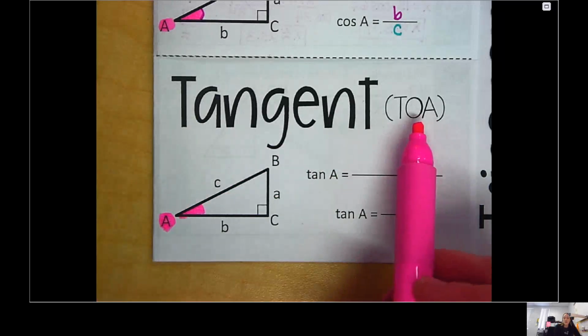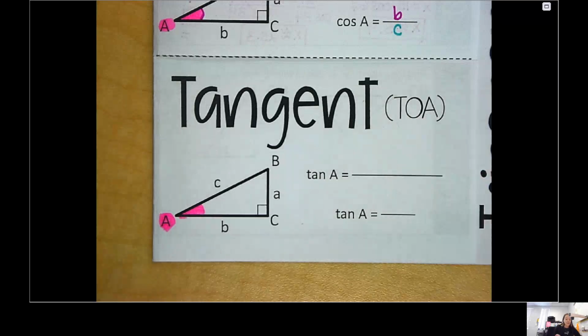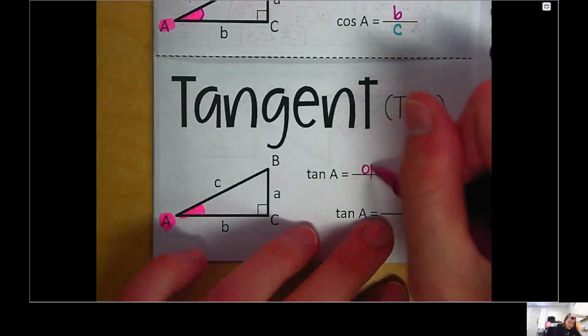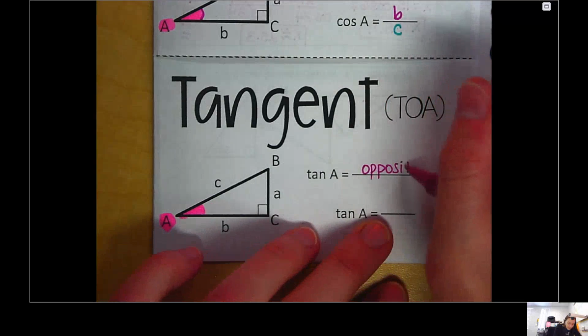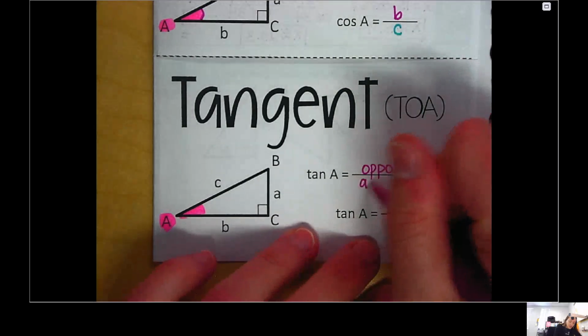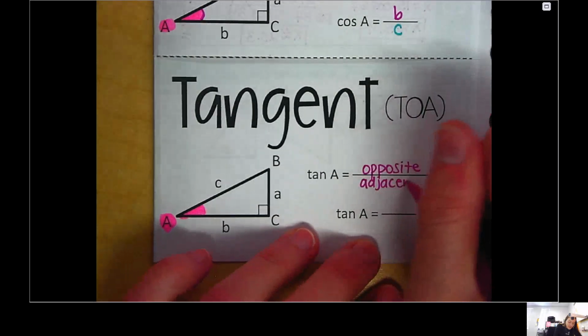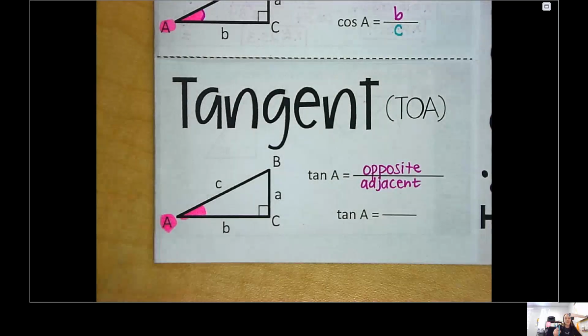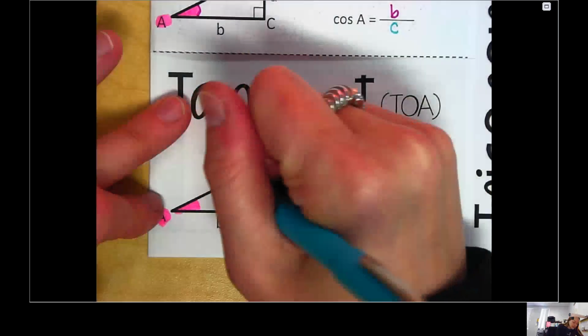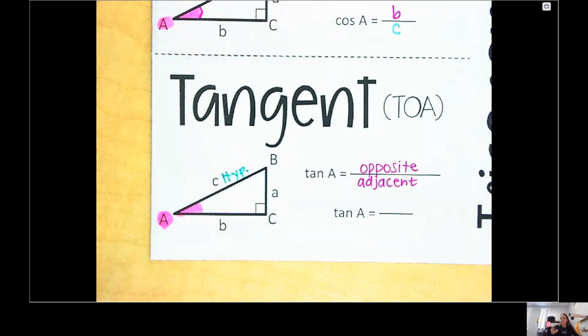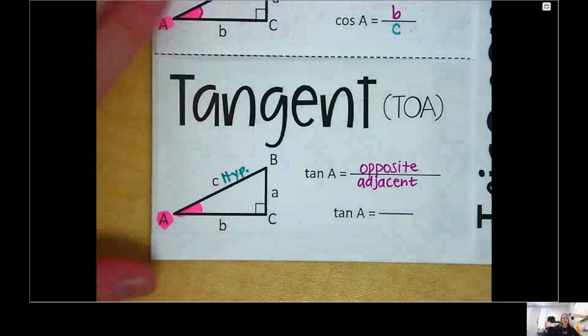TOA is O divided by A. O stands for opposite, and A stands for adjacent. So this time we are not using the hypotenuse. I still like to always mark it so that I make sure not to use it when I'm doing these problems, and that might be really helpful.